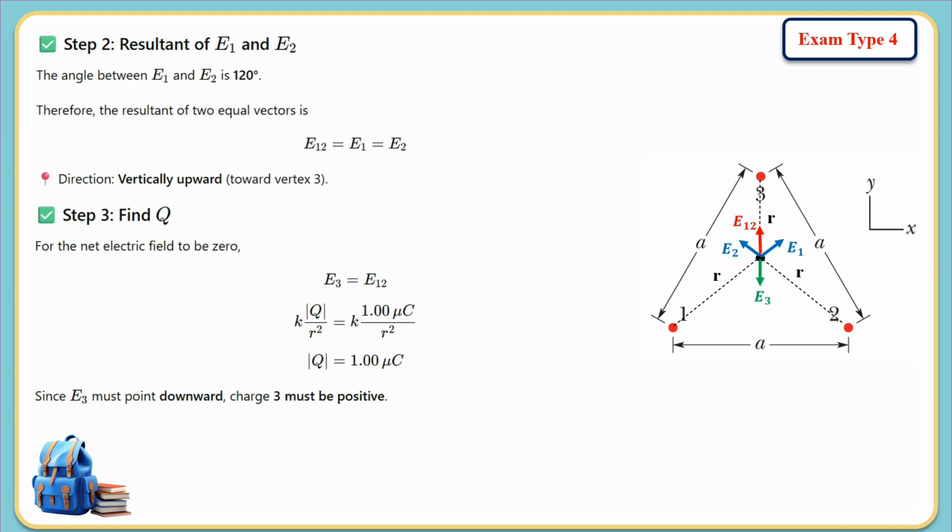Finally, to produce a downward electric field that cancels E12, the third charge must be positive. Therefore, Q equals positive 1.00 microcoulombs. That completes exam type 4.